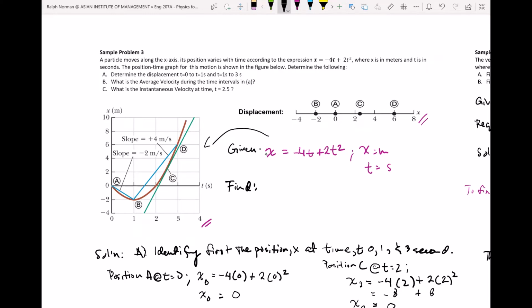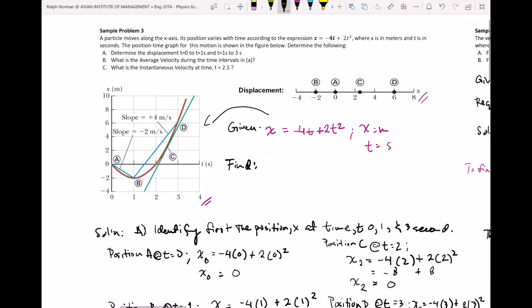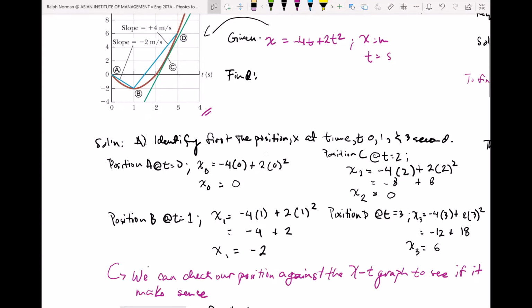We are asked to determine the displacement from t equals 0 seconds to 1 second, and then the displacement from 1 second to 3 seconds. Now, for us to do that, we have to know several things. We need to know the positions at 0, 1, 2, and 3 seconds. I plotted the equation like so, simply substituting the given times into the given expression, and we would get the positions of A, B, C, and D.